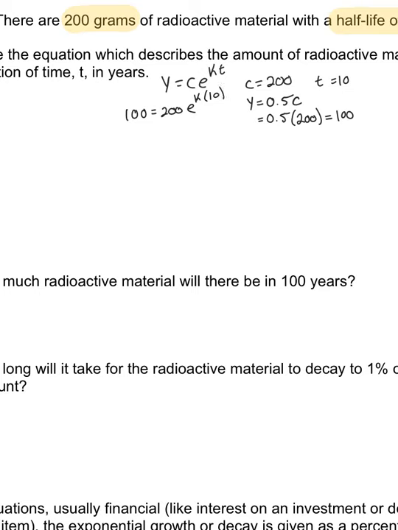The way that I did it on the notes key looks a little bit different. It gets you to the same answer, it just looks a little bit different. So I'm going to start here by dividing by 200 to solve for k. So 100 divided by 200 is a half, so 0.5. And then I've got e raised to the 10k. Okay, so in order to get that 10k out from the exponent, I'm going to take the natural log on both sides.